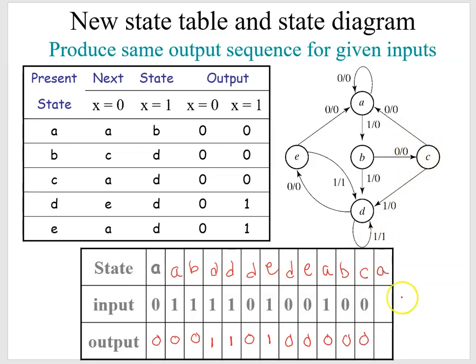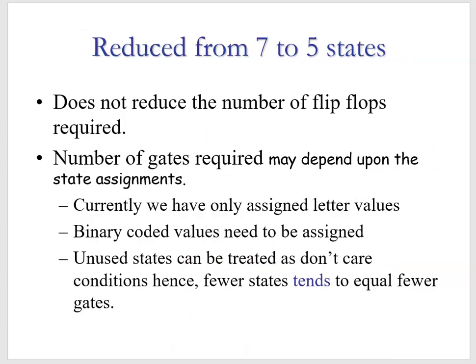And we can verify that this is the same as it was in the last 7 state machine. So you should be able to verify that. So again, we reduce from 7 states to 5 states. We do not reduce the number of flip-flops required. The number of gates required may depend upon the state assignments.